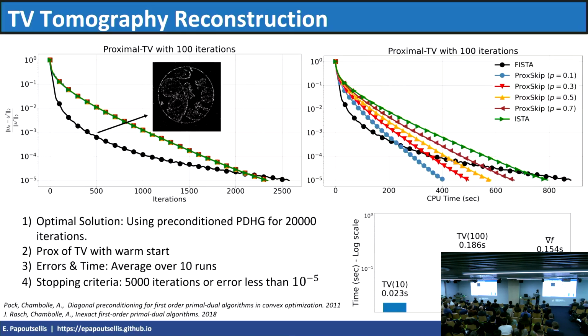If we increase to 100 iterations, everything looks good. FISTA is quite slow, and the blue one with probability 0.1 is the fastest one.